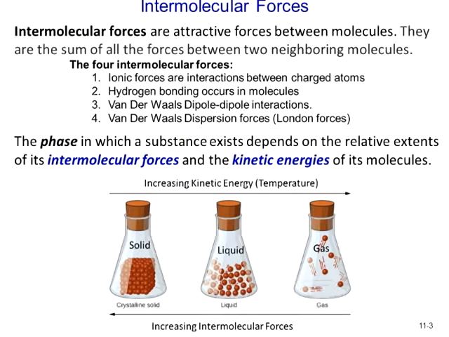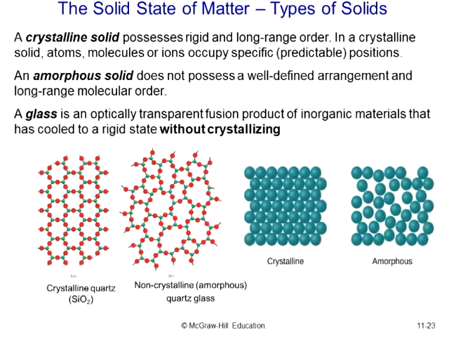So we've talked about these states of solid, liquid, and gas. Let's just take a closer look at the solid state of matter and the types of solids that we see and what the intermolecular forces might look like in solid states. Now, since we're talking about these solids, let's take a look at the solid states of matter and the types of solids that exist.